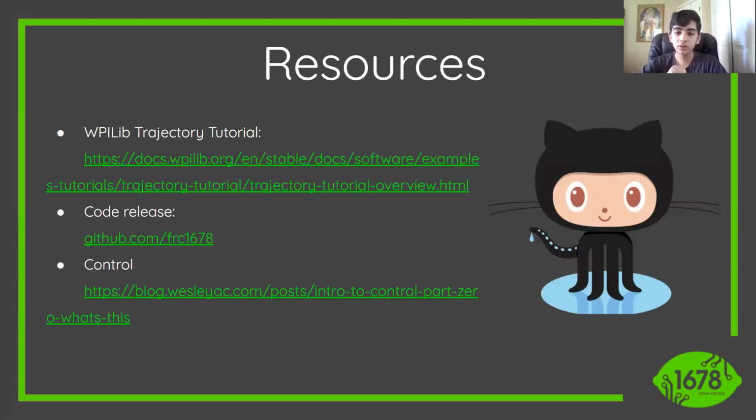These are just some resources that you can all use if you would like to see how auto development works on 1678. You should definitely visit our GitHub page at github.com/FRC1678. If you'd like to look at the WPILib trajectory tutorial, that is listed here in the WPILib documentation. And if you're curious as to how to properly implement control and you'd like more in-depth reading about that, then I would highly encourage you all to read Wesley AC's blog on control, because it helps very much with PID, characterization, etc.